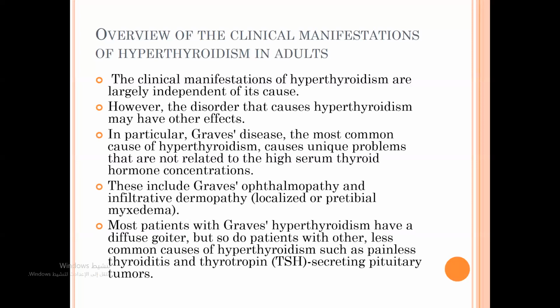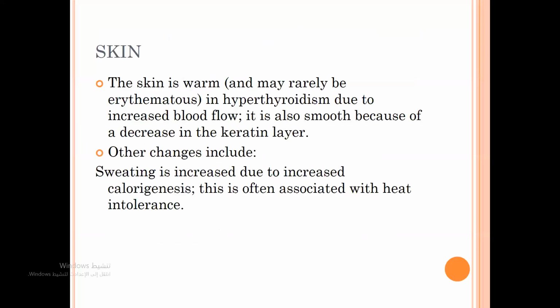Most patients with Graves' hyperthyroidism have a diffuse goiter, but so do patients with other less common causes of hyperthyroidism, such as Plummer's disease, subacute thyroiditis, and TSH-secreting pituitary adenoma.